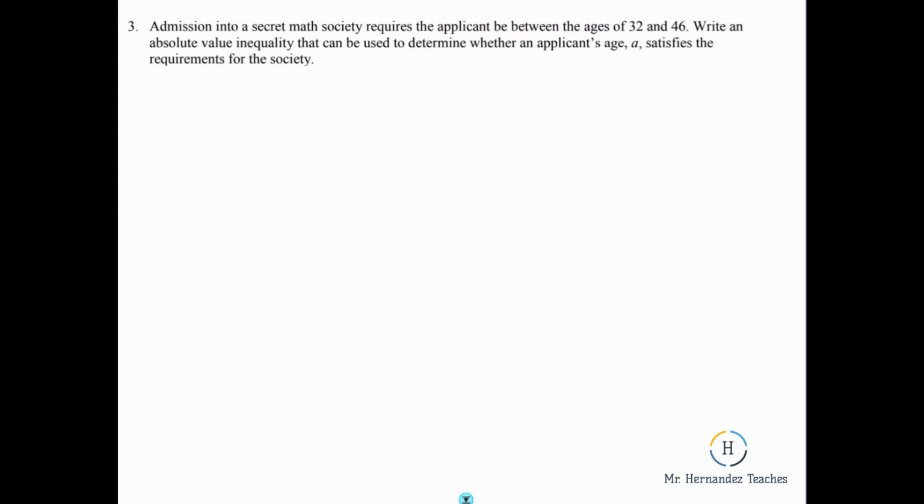Let's look on to our next problem. Admission into a Mensa society requires that the applicant be between the ages of 32 and 46. Write an absolute value inequality. The best way to do this is to kind of draw a picture. So here's 32, here's 46. Can they be 32 and 46? Yes, but they have to be anywhere in this range. So like, can they be 37? Yeah, that's okay. Can they be 49? No. All right, so we want to get the middle number. So that's going to be 39.